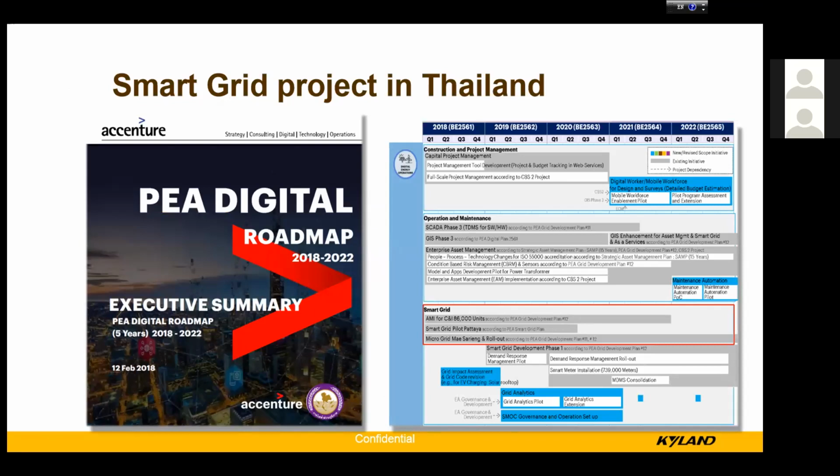And following, I will give you some case shows. This is a case. This is a project in the Thailand state grid. You can see that this is a five-year roadmap, starting from 2018 to 2022. And in this roadmap, they are willing to upgrade all the substations to smart substations.